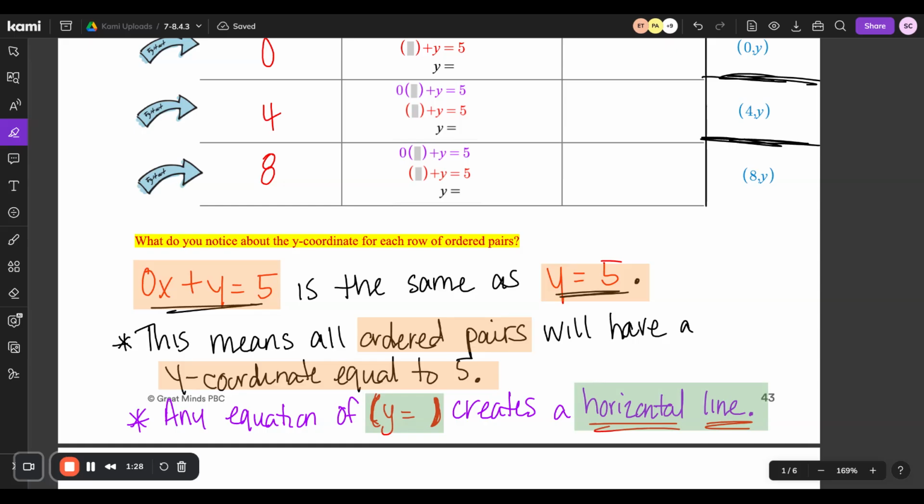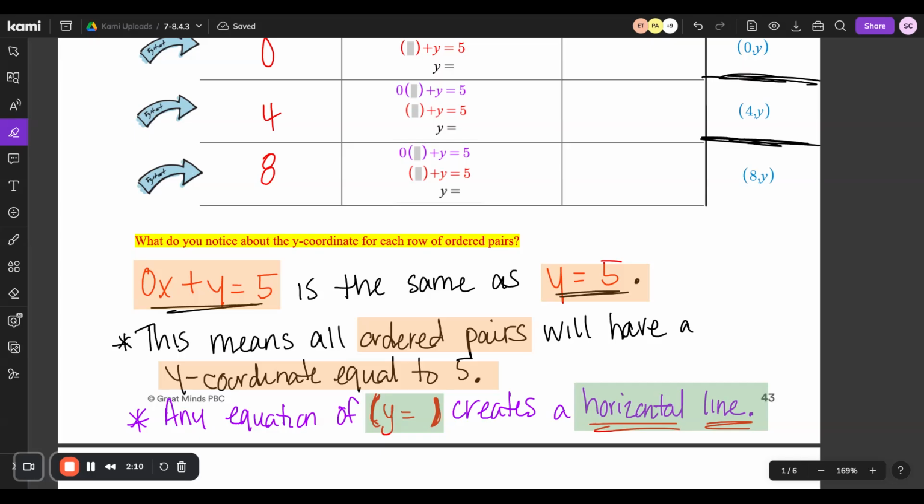So if you hadn't noticed already, 0x plus y equals 5 is actually the same thing as just y equals 5, because we know that any number that we multiply by 0 is just going to be equal to nothing. It doesn't change the value of the equation at all. So saying 0x plus y equals 5 is the same thing as just having y equals 5. So this literally means, if we're talking about y equals 5, we're talking about the y coordinate in every single ordered pair for this equation. This means that all of the ordered pairs will have a y coordinate that is equal to 5. And any equation of y equals, so in this case, y equals 5, is going to create a horizontal line.